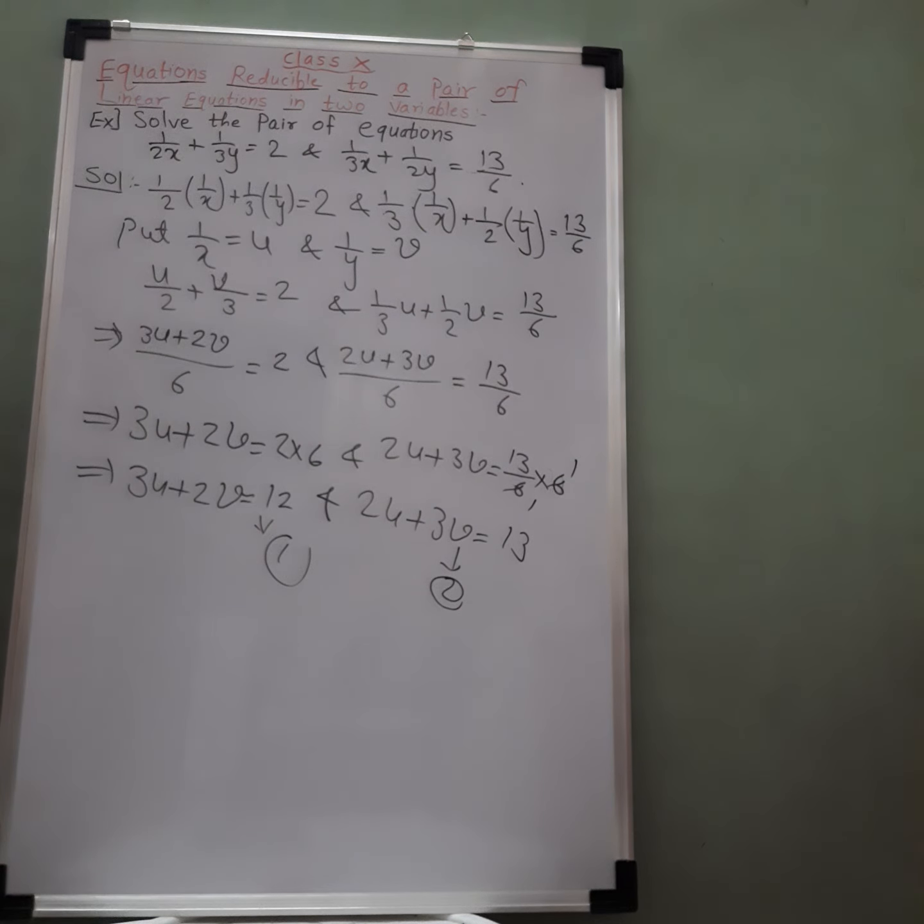Solve it by elimination or substitution method. Then you will get the values of u and v. Then, as explained earlier, put those values of u and v in 1 upon x is equal to u and 1 upon y is equal to v. Then you will get values of x and y.